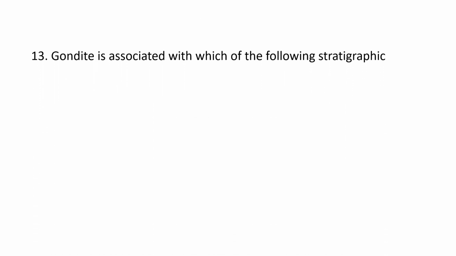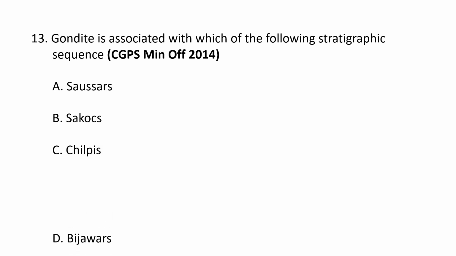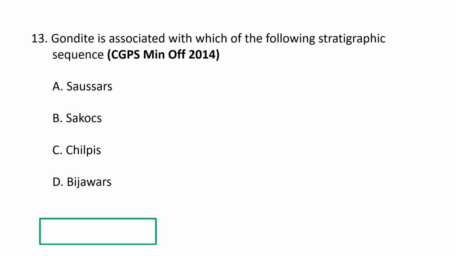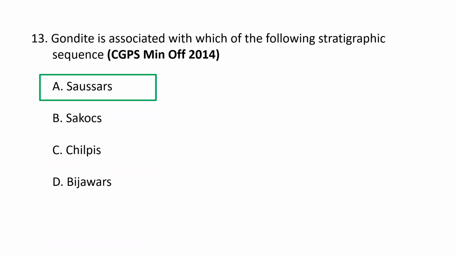Next question. Gondite is associated with which of the following stratigraphic sequence? A. Sausars, B. Sakoli, C. Chilpi, D. Bijawars. Gondite is associated with the Sausars. Because the gondite is a manganese-rich metamorphic rock that occurs in the Sausar group of rocks in India. It is a siliceous rock that is made up of spessartine and quartz with minor manganese silicates and oxides. Gondite is also known as manganese silicate rock.